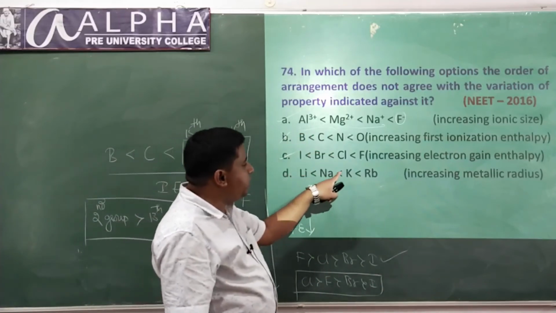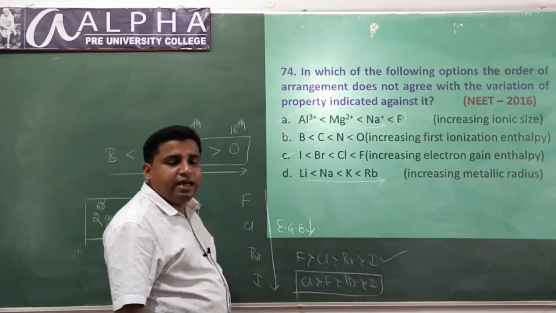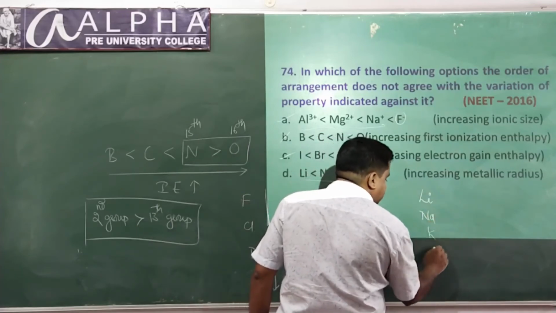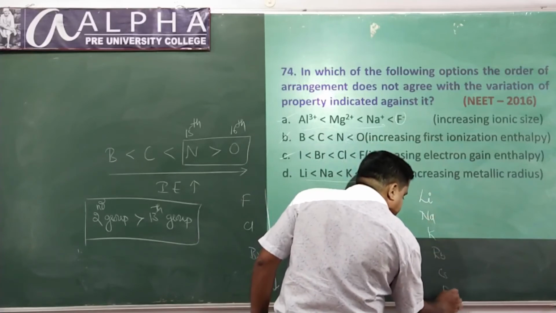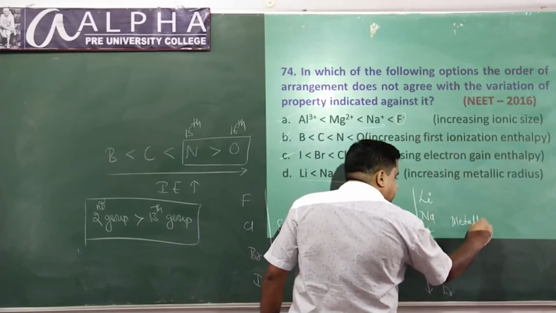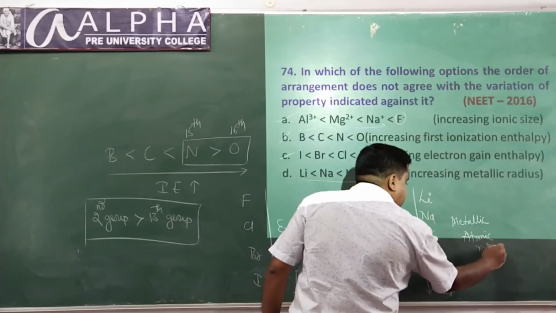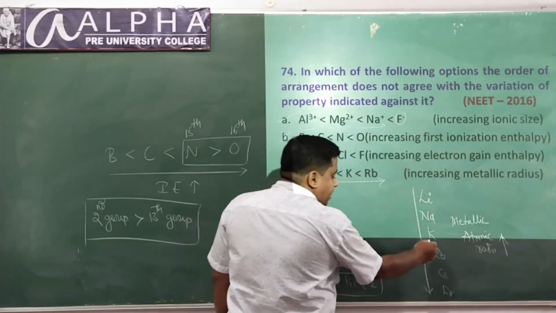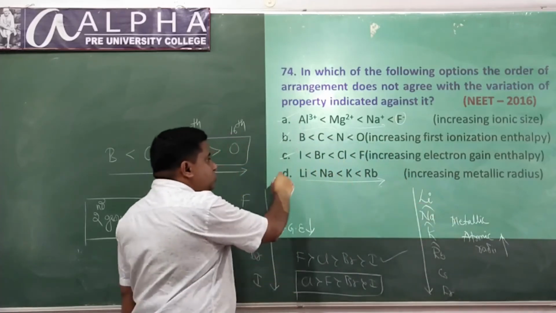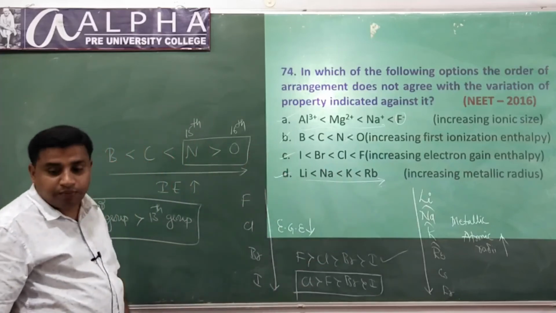Lithium, sodium, potassium, rubidium. Of course, down the group, metallic radii, that is atomic radii, increases, isn't it? We have lithium, sodium, potassium, rubidium, cesium and francium. So rubidium is bigger than potassium, potassium is bigger than sodium, sodium is bigger than lithium. So this is also correct. So the only incorrect statement is option B. Exactly. Simple.